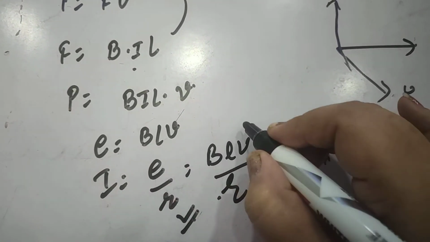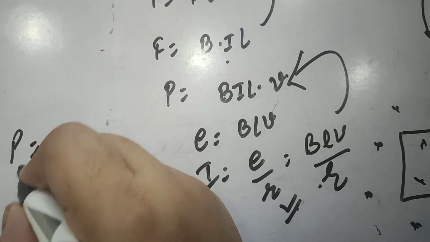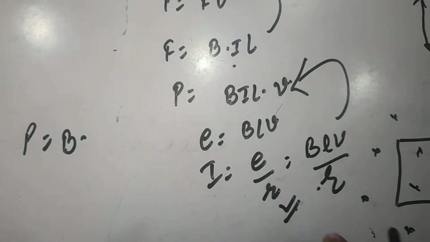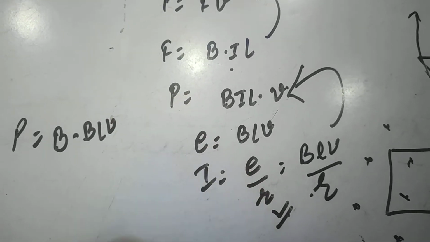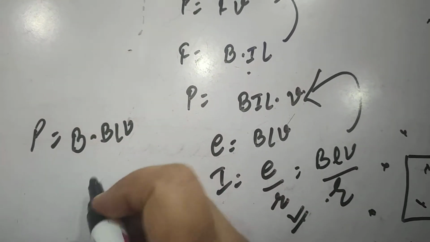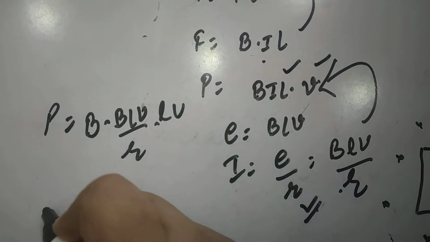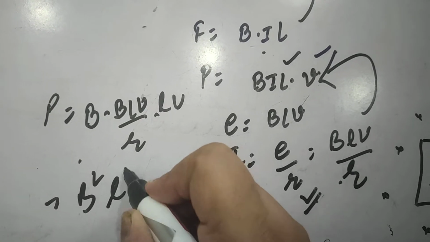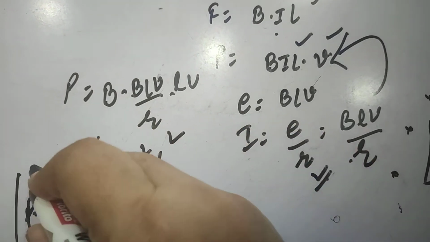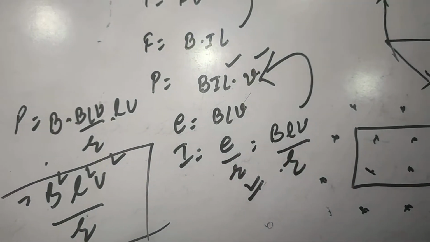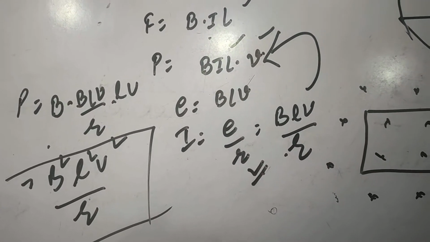Putting this value of I in this expression, P is equal to B into I, and instead of I we write B L V by R, into L V. So we get B square L square V square by R. This is the power dissipated in a conductor when the conductor is moving in a uniform magnetic field with velocity V.